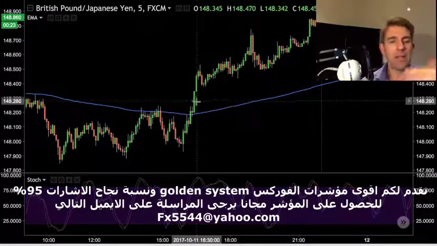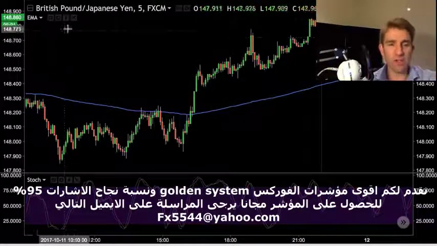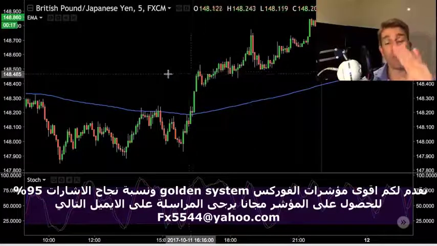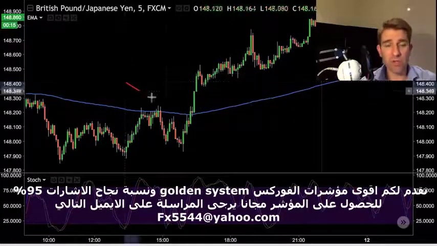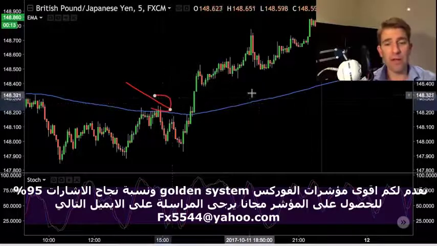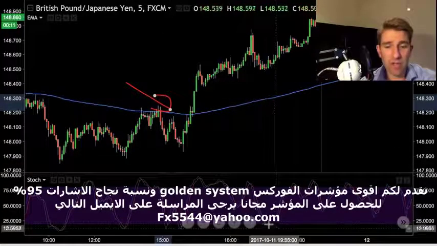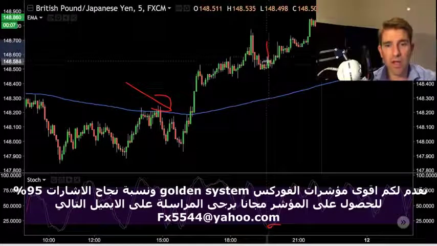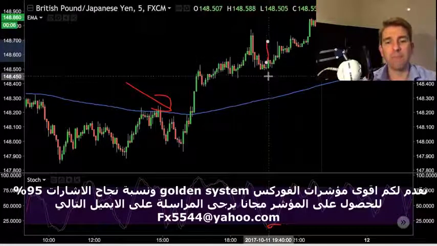So let's look at an example. We've got a 5-minute chart here. This is Pound Yen, one of the ones that you could use it on. We'll have a look at some more in a second. We're above the 200 period EMA, which is the blue line here, and we get an oversold condition coming down here with the stochastics. They start to turn up, so we're long about this candle here.